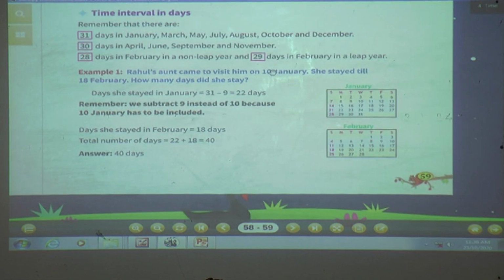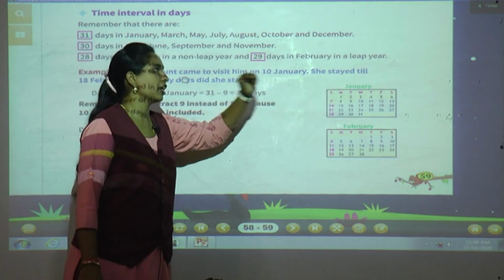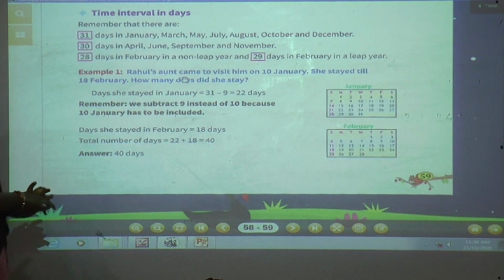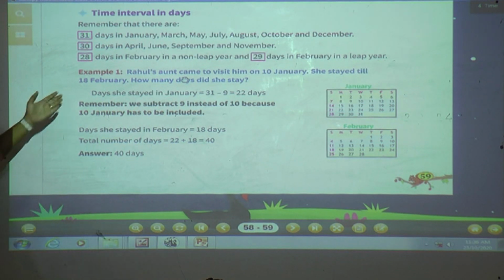Now we will see first example. Rahul's aunt came to visit him on 10 January. She stayed till 18 February. How many days did she stay? See, what is the question? The question is Rahul's aunt came to visit Rahul. When did she come? On 10 January. And she stayed over there only till 18 February, means full January month, and in February month till 18 she stayed at Rahul's place. Then how many days did she stay?